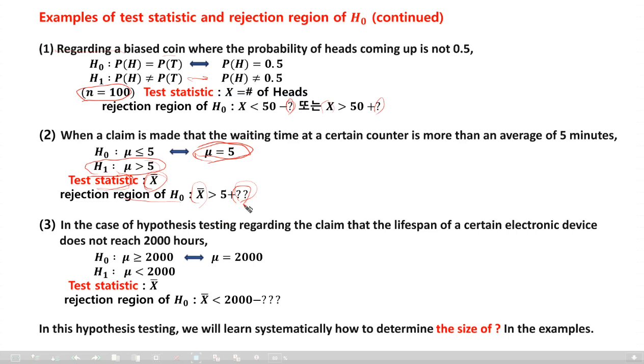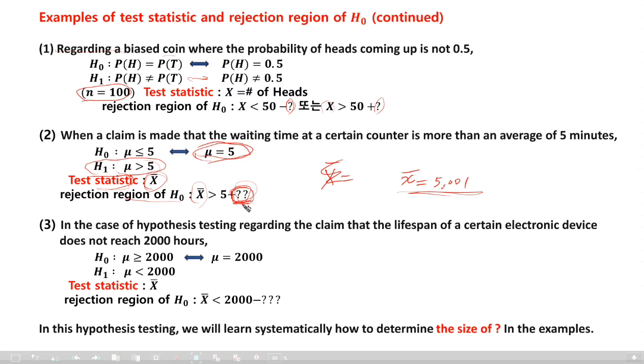Double question mark, okay? If the small x bar, the realized value obtained, equals 5.001, then can you reject H0? No, because it is very close to 5. So if you get a value of x bar of 5.001, you cannot reject H0, right? So it is a small value, not a big one, but we have to decide, we have to get this double question mark value.